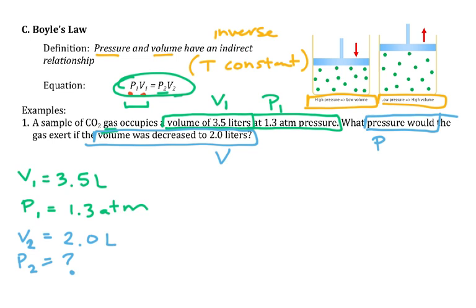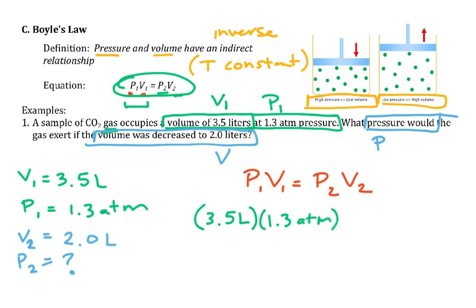And so with our formula, we've got that pressure 1 times volume 1 is going to equal pressure 2 times volume 2. I can plug in what I know. I know that 3.5 liters times 1.3 atm is going to equal pressure 2, which is what I'm looking for, times volume 2, 2.0 liters. And now it's a matter of solving for my unknown.